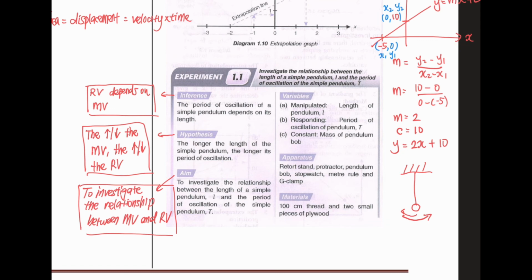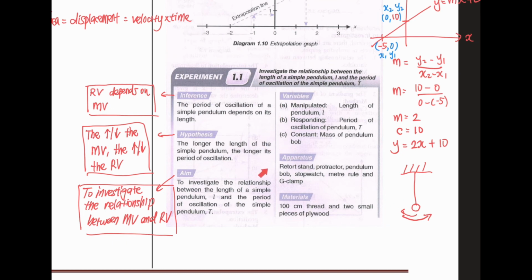Now we have the variables. Manipulated variable is the variable that we set ourselves, the length of the pendulum. So we set the length. Responding variable is the variable that changes after you change the manipulated variable. So when you change the length, then the period changes. So this is the responding variable, the period of oscillation. Constant variable is the variable that doesn't change throughout the whole experiment, so the mass of the pendulum bob is constant.